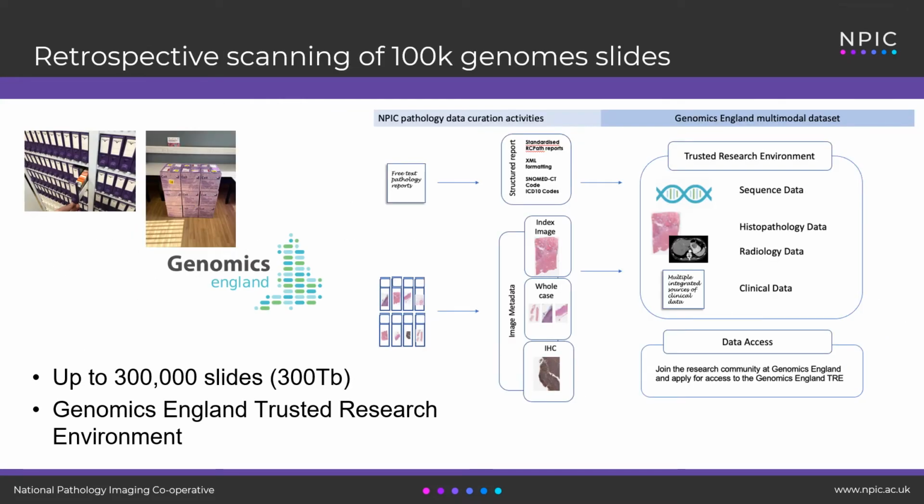I'm excited to share our flagship project, led by Dr. Charlotte Jennings, recently published in Nature Medicine. In collaboration with Genomics England and NPIC, the project referred to as GPIC aims to retrospectively scan all of the pathology slides associated with participants from the 100,000 Genomes project. A total of 300 slides will be provided into the Genomics England trusted research environment, creating one of the largest unique resources for pathology genomics correlation in the world.